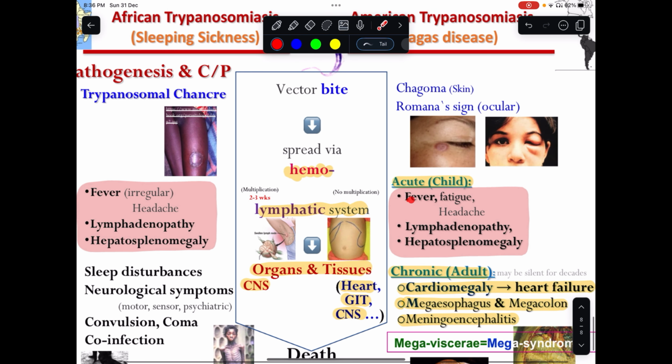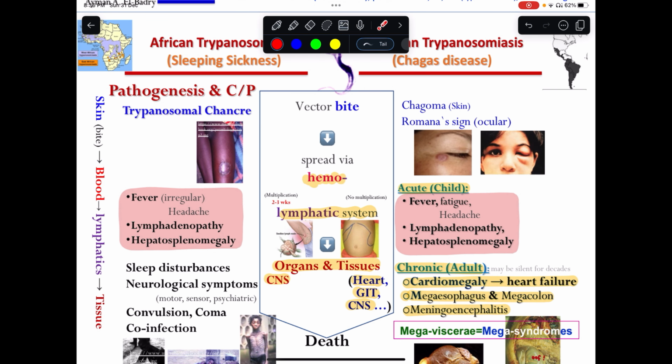We have fever and the headache. But here we have also fatigue. Again, it crosses the lymphatics, so we have lymphadenopathy and hepatosplenomegaly.